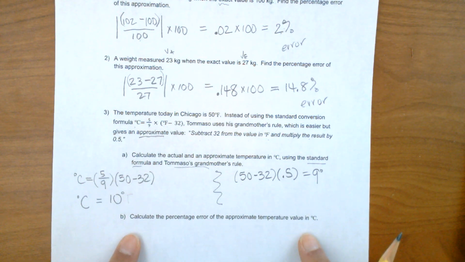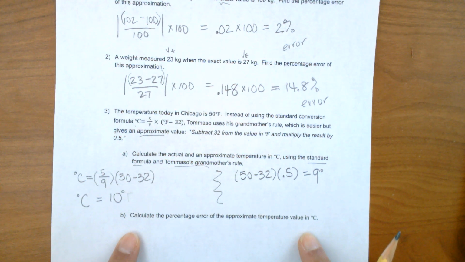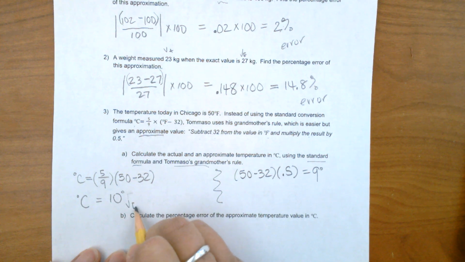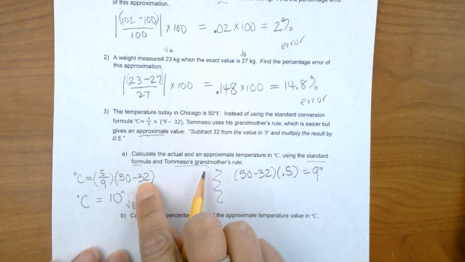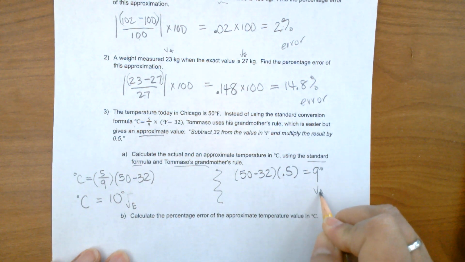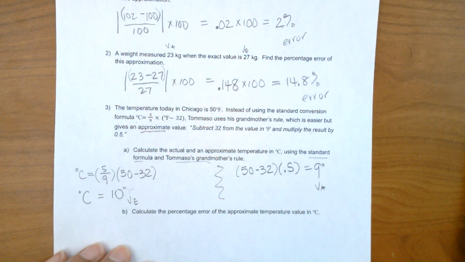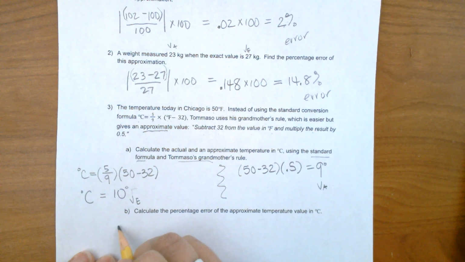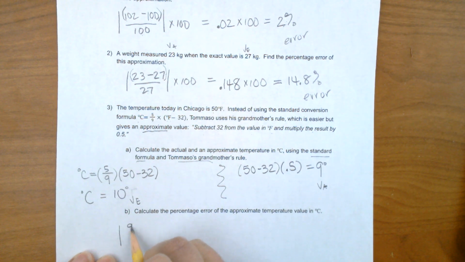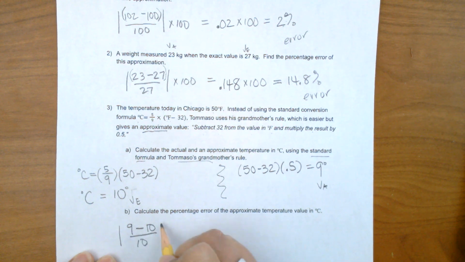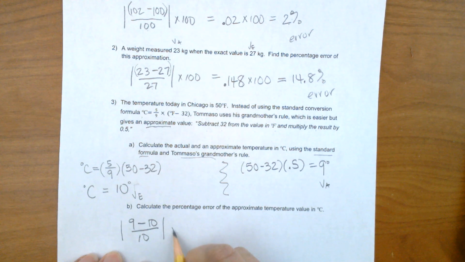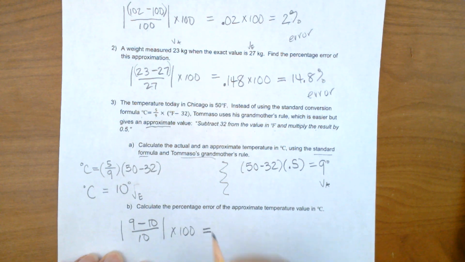But part B, we have to calculate the percent error of the approximate value. So let's label these. This is our exact value, using the formula. This is Tommaso's grandmother's approximated value. Let's find what percent error we have. So we have our approximate value minus our exact value divided by our exact value. Taking the absolute value, it's going to be positive, times 100 equals.